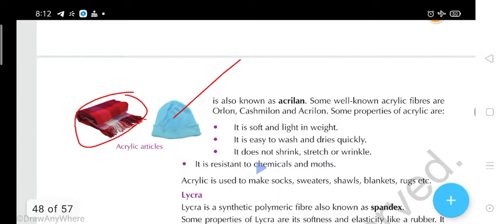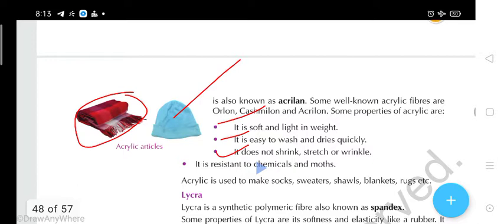Some well known acrylic fibers are orlon, cashmilon, acrilan. Some properties of acrylic: students, acrylic fiber is soft and light in weight. It is easy to wash and dries quickly, and it does not shrink, stretch, or wrinkle. Students, you have noticed whenever you wear a sweater of natural wool that it will surely shrink. Shrinking means there will be a change in size. The size will decrease after washing that wool, but in this acrylic there will be no shrinking.